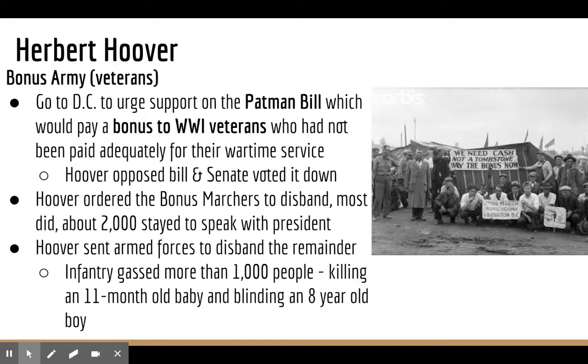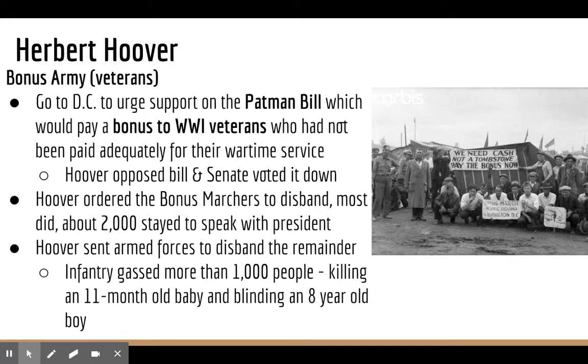However, President Hoover opposed this bill, and the Senate also voted it down. So again, the Bonus Army is at Washington, D.C. They're trying to say, pass this bill, and Hoover and the Senate are not. Hoover orders the bonus marchers to disband, to go away, and most of them do. However, 2,000 of them stay to speak with the president, aka they're protesting. Hoover then sent armed forces to disband the remainder of the group. The infantry gassed more than 1,000 people, unfortunately killing an 11-month-old baby who was in the crowd and blinding an 8-year-old boy.